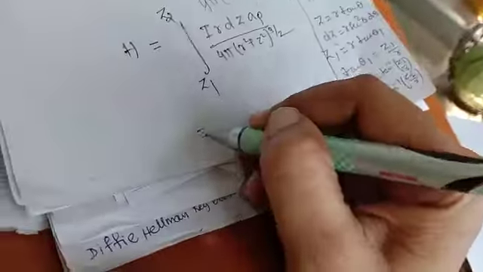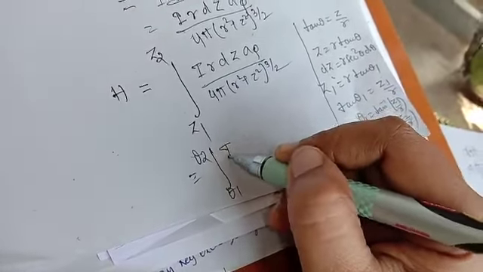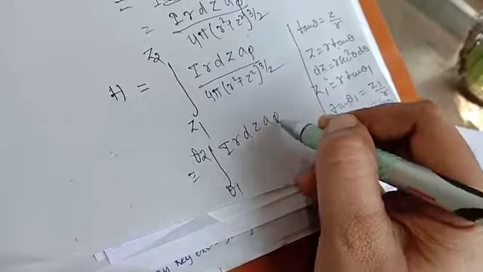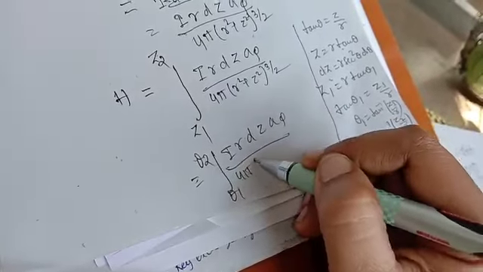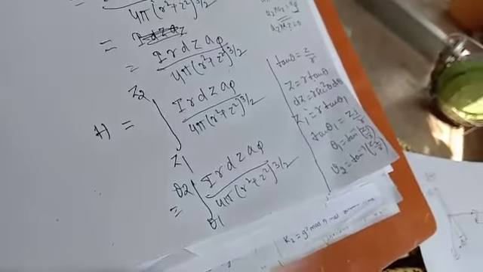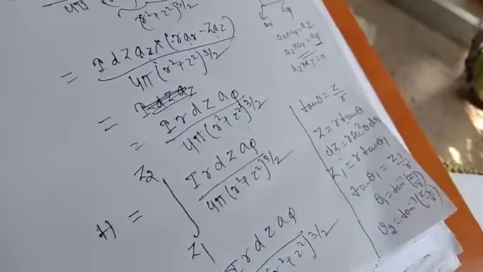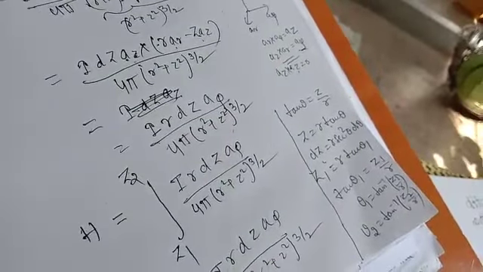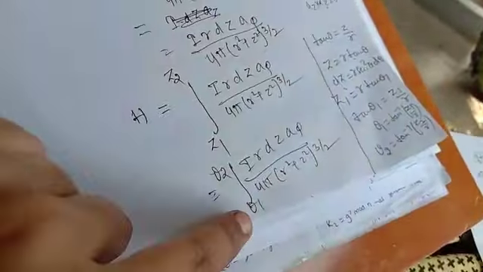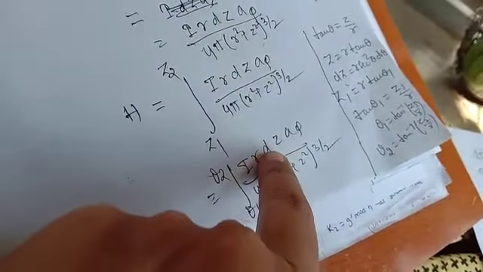So from this you can write it as integral from theta 1 to theta 2 of I r dz by 4 pi into (r square plus z square) whole power 3 by 2. Here theta 1 value will be tan inverse of z1 by r, and theta 2 value will be tan inverse of z2 by r. So here we are considering the limits from theta 1 to theta 2. Now what do we do here? In the place of dz, substitute the value r secant square theta d theta, and in the place of z, substitute the value r tan theta.